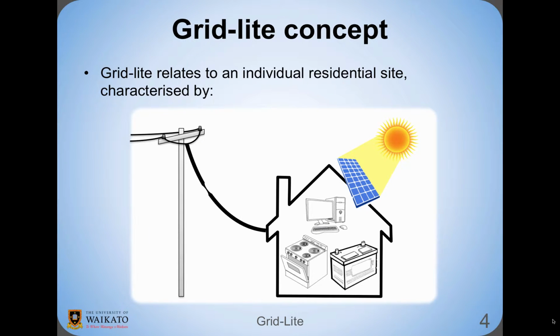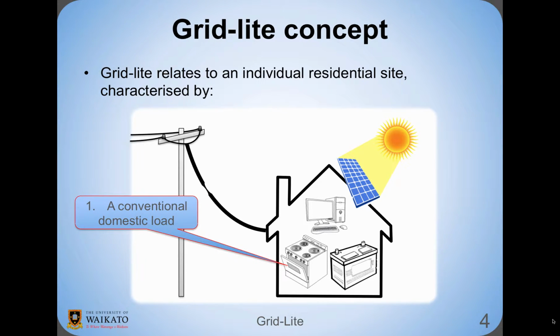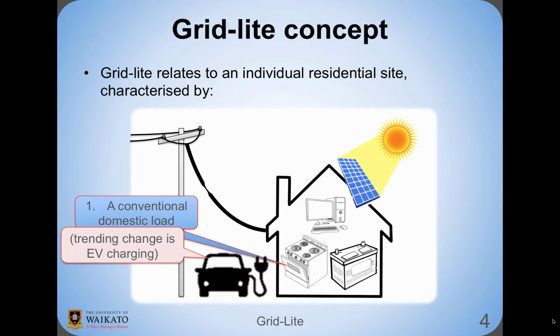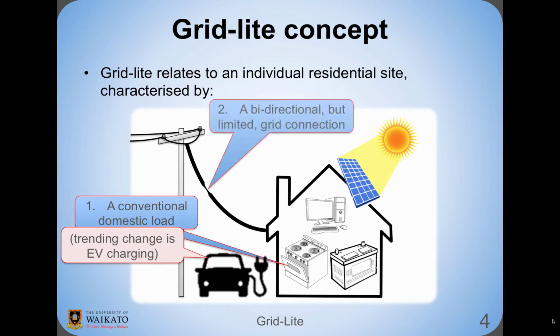So what form does a GRID-LITE node take? It's based on an individual residential site with 5 key components. The first is a conventional household load or domestic load of appliances, lighting, heating and so forth, although a trending change is the addition of charging the family's electric car.